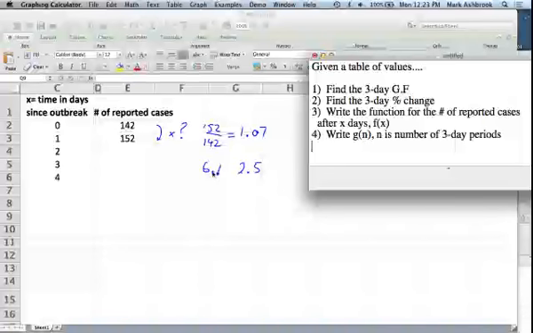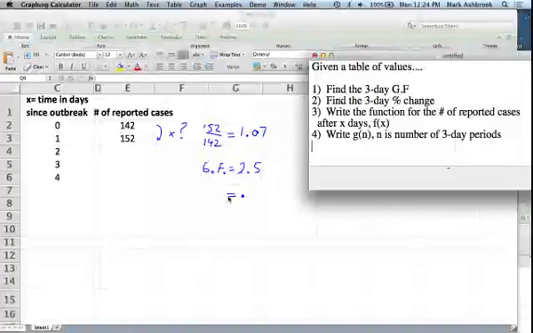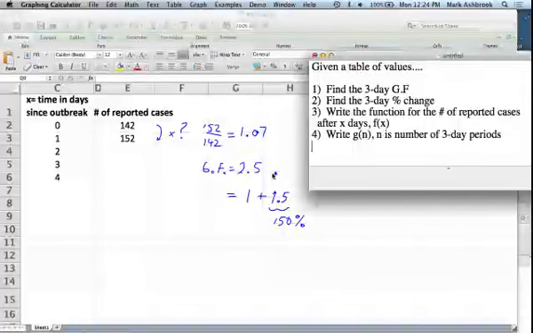Here's a side question. Growth factor is 2.5. What's the 1-unit percent increase? 250%? 150%. It's easy to see when you have 1.0 something or even 1.3, it's a 30% increase. But when you get numbers greater than 2, make sure you know what you're doing. Rewrite it as 1 plus 1.5. So this is a 150% increase. Okay, that was just a side question.